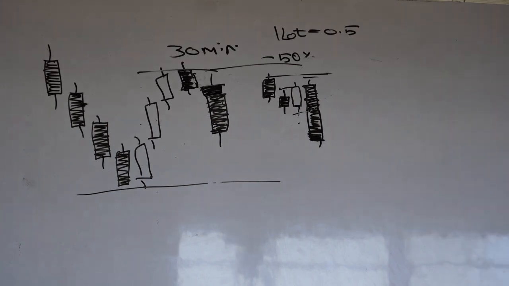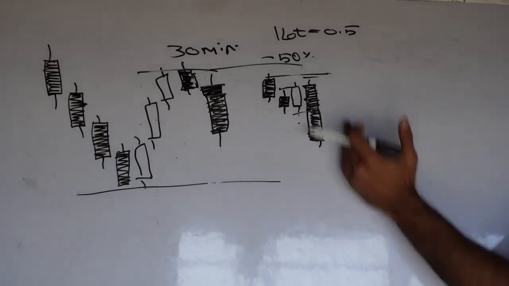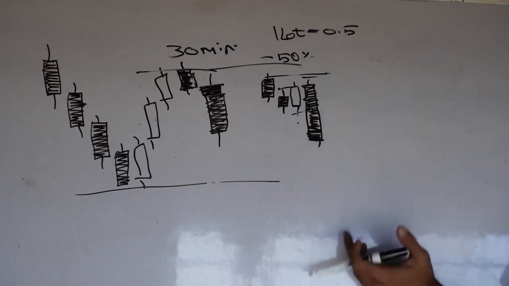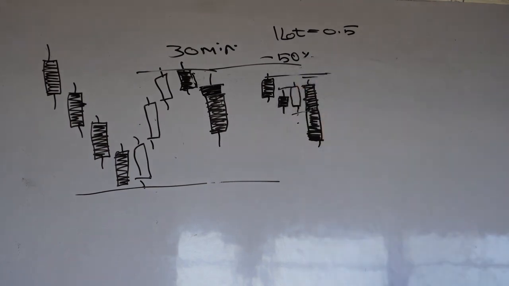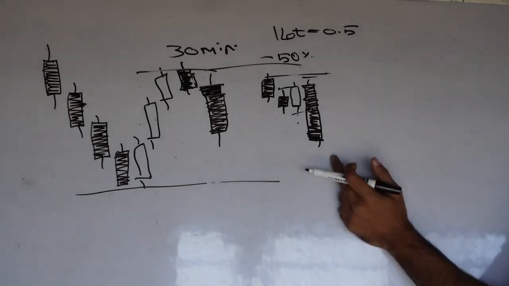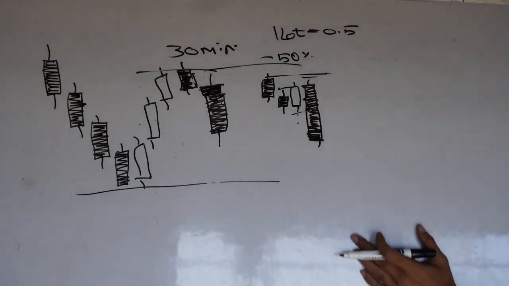That's why sometimes you can see if you're going to have a one lot and price moves, let's say 100 pips, and you've managed risk here, instead of making $100, you make like $50 because you let the 0.5 run till 10 pips or whatever.